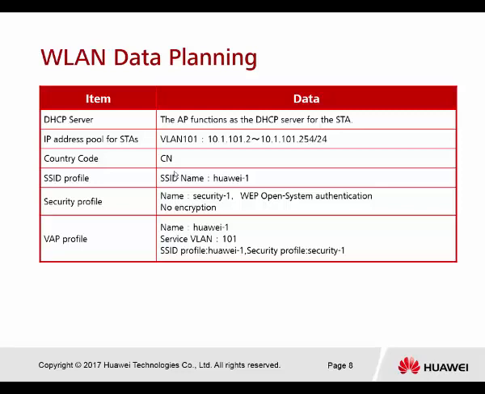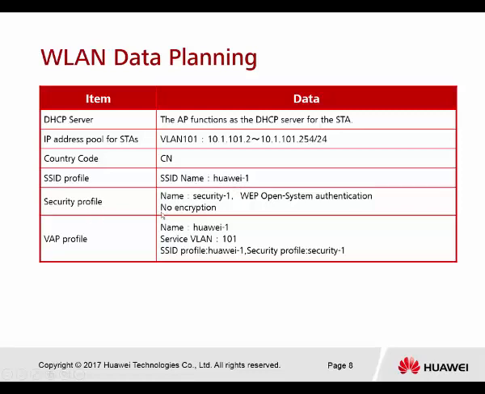The IP pool for the STAs uses VLAN 101 and the range is 10.1.101.2 to 10.1.101.254. The country code is CN. And what is the name of the SSID? Right now it's using Huawei WLAN.